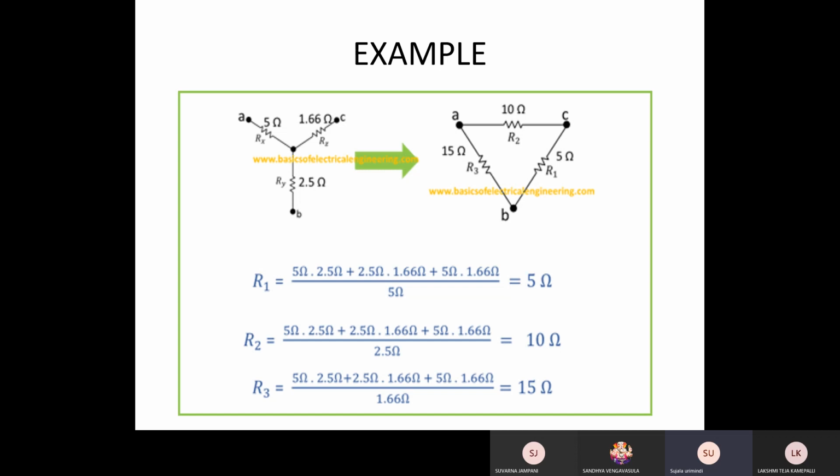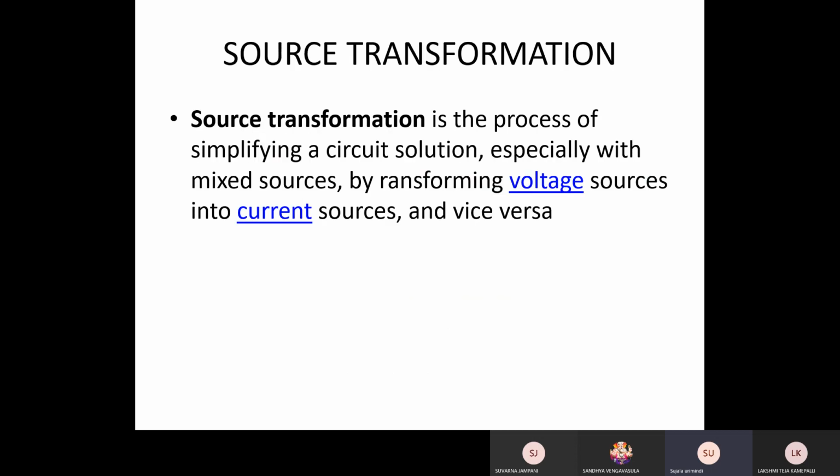If you have to convert star to delta or delta to star, what we do is, when you have to find out the star values, what is the equation? The sum of the possible pairs of delta resistance by total resistance, opposite resistance of the star. And for the delta connection, when you have to find out the star values, adjacent resistance by total resistance. Next we go to the source transformation technique.